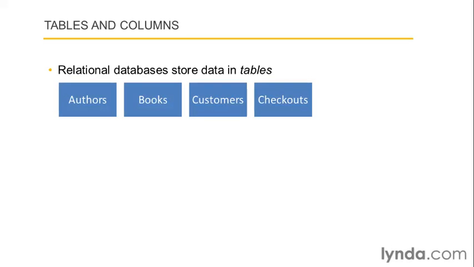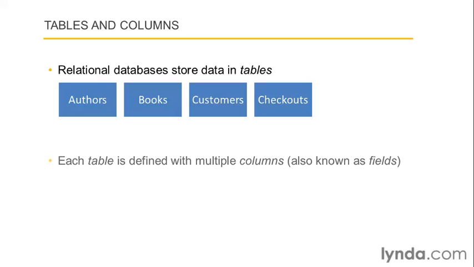Data is stored in tables. In this example, data is stored for a library in a number of tables including authors, books, customers, and checkouts. Each of the tables manages data for a particular entity. For example, the authors table manages data for each author. You define the table with multiple columns. Columns, also known as fields, represent the individual elements of data in a particular entity.